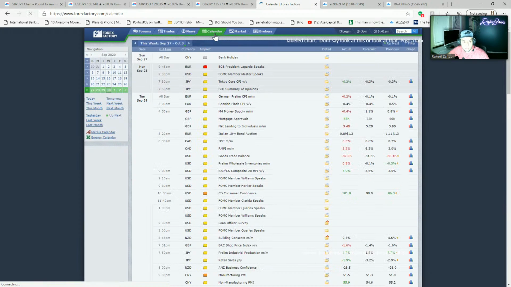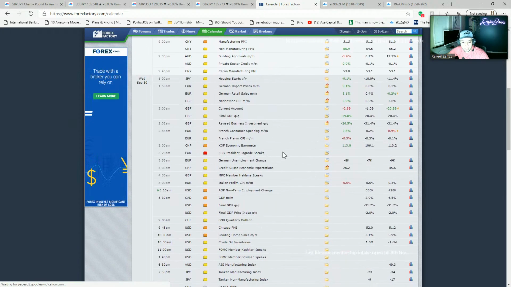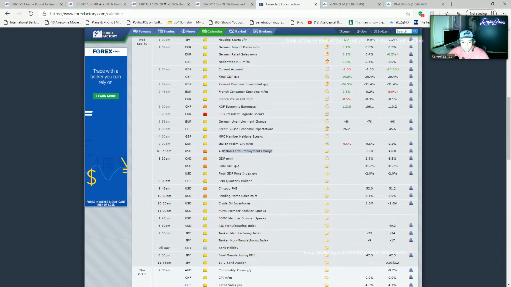If you look at the calendar right now, today, basically the only thing that's standing in our way is ADP. ADP is coming on. They're looking at pretty good numbers, so we're going to see how that happens. We got CAD GDP, we got USD GDP as well.